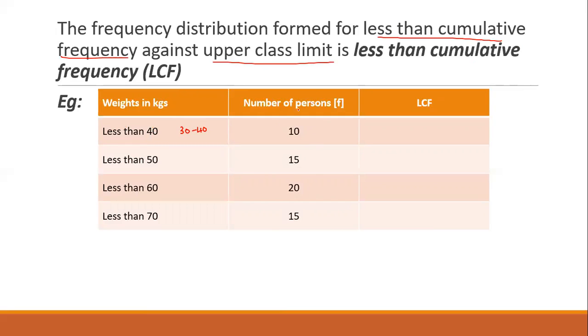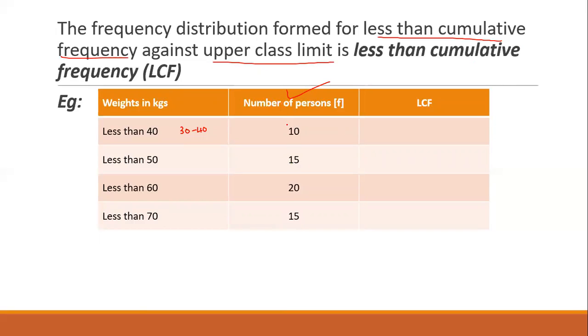Okay, we have to focus only on the frequency. Here we need the frequency. On the basis of that frequency, we can calculate less than cumulative and more than cumulative frequency. Always remember the frequency distribution: the frequency distribution formed for less than cumulative frequency is against the upper class limit.